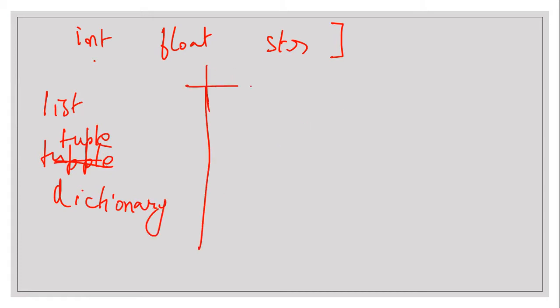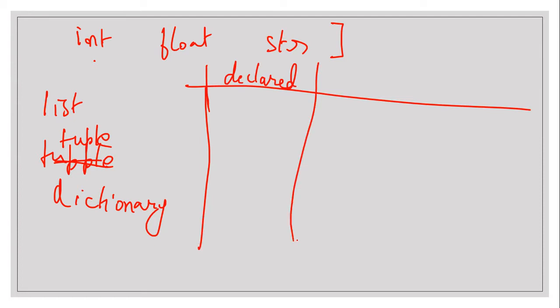So we will just revise. First of all, how it is declared. Second, what kind of data. Third, we will just see an example.